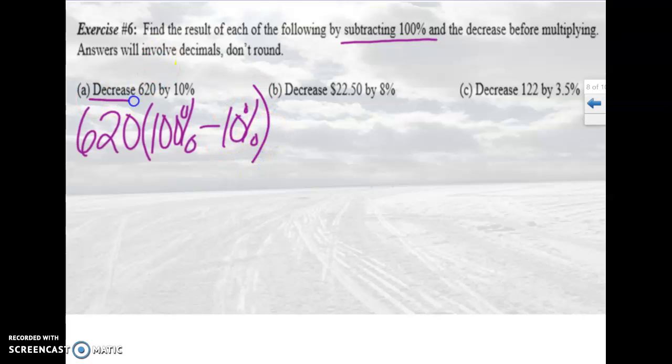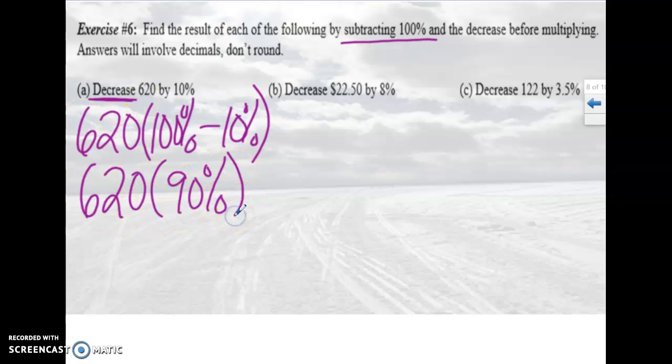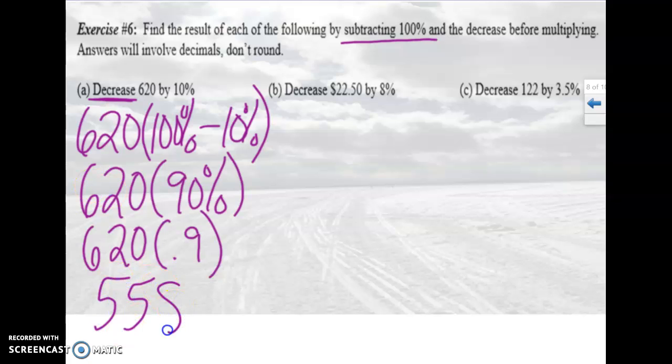Why did I subtract? It said decrease. So that's 620 times 90%. That's how much is going to be left. 620 times 0.9. Throw it in the calculator. How about 558? All right. Next up, how about 22.5 by 8%?